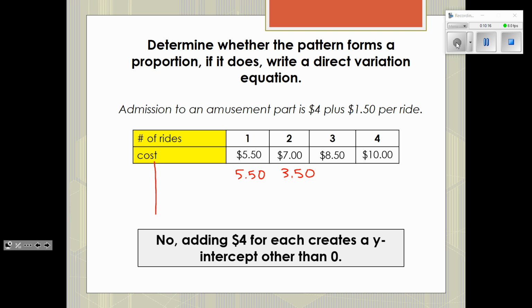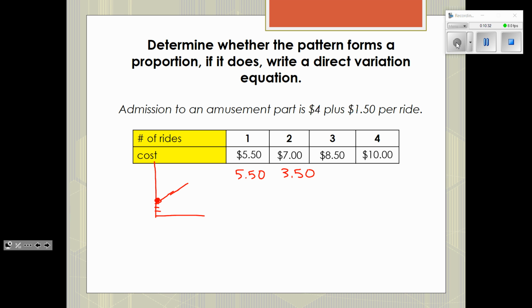If you were to graph this, you would start at 4. 1, 2, 3, 4, because that's the cost of admission. And then for each ride, it would go up $1.50. So notice here, it does not go through 0, 0. The y-intercept would be 4. So that is not direct variation.